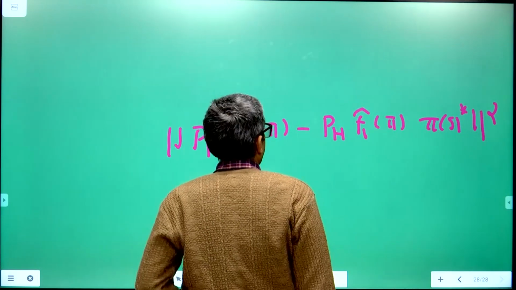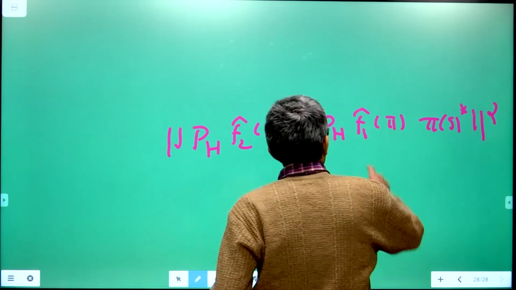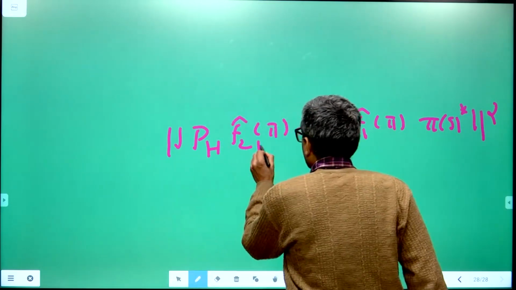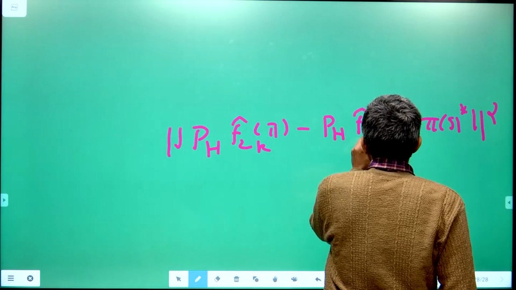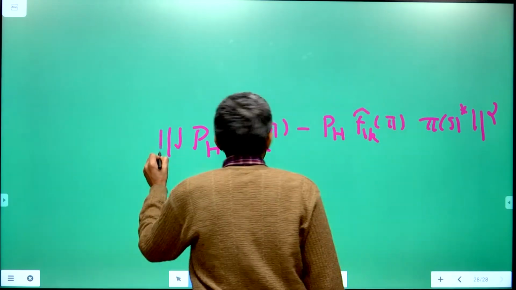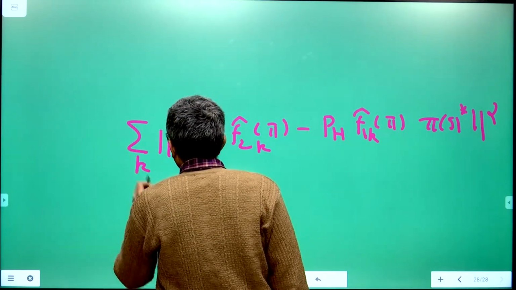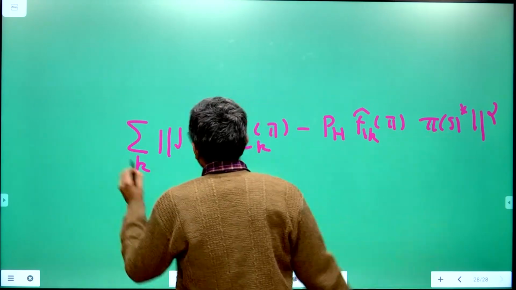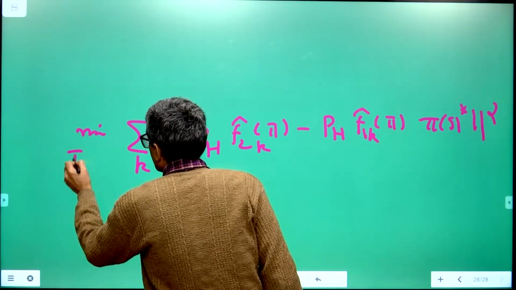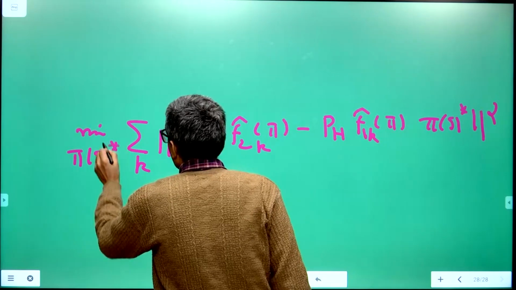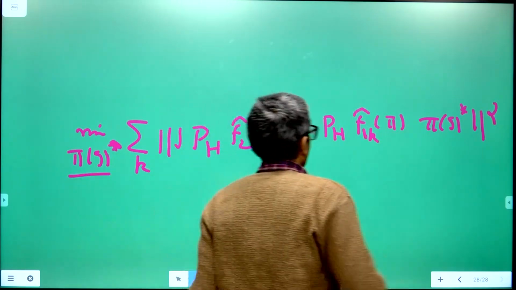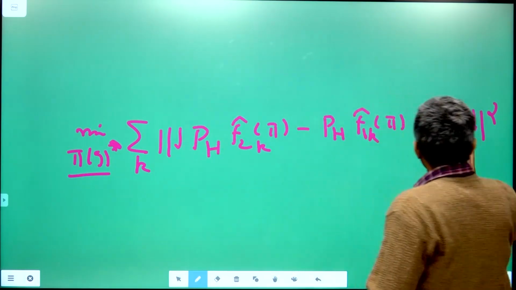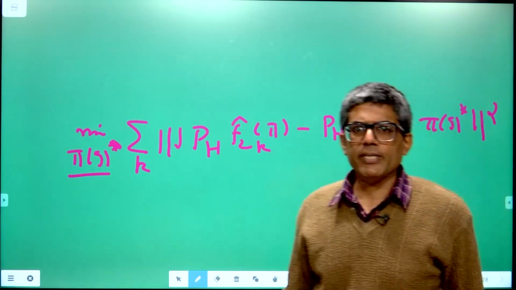Say you consider different representations, or you take different pairs of images f2k and f1k, take the norm square, and you sum over k. Instead of minimizing with respect to g, you minimize with respect to pi g star. This is a linear least squares problem with respect to pi g, because it is all a linear matrix equation, and you get the solution for pi g very easily.